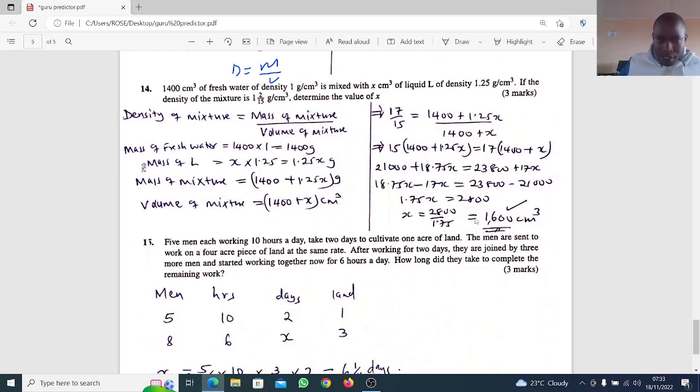So the question was very simple. That is the simplest question among all these questions in this paper. We go to the next question. That is the last question of the prediction of section A.